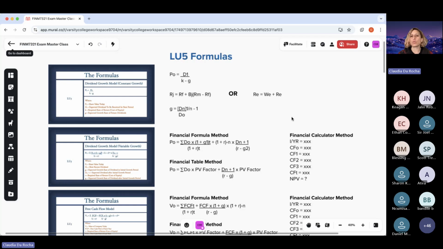And remember that not all formulas are included on your formula sheet. Again, I will share an example formula sheet for the exam, but not all formulas are there. So it is important that you know them. All right, so let's start with the dividend growth model, the constant growth. As I've shown you before, it's P0 equals D1 over K minus G, D1 being your expected dividend, K being the required rate of return, and G being your growth.